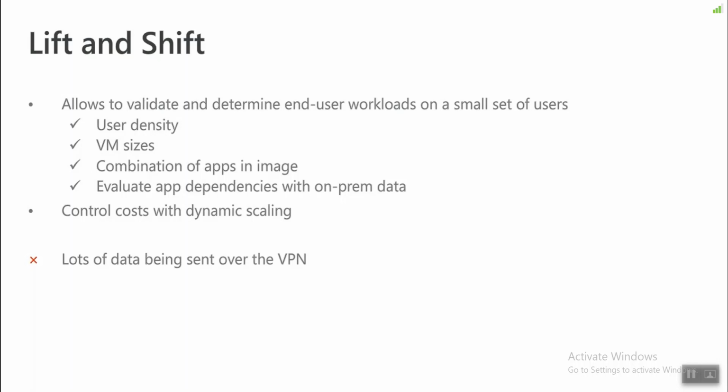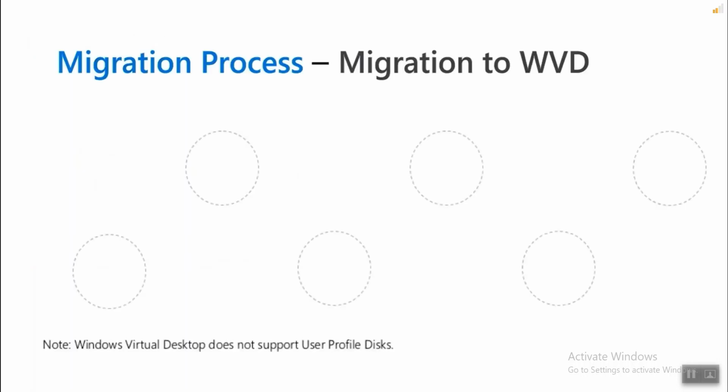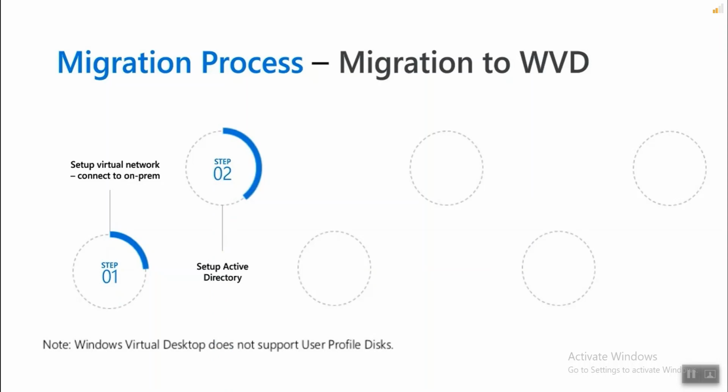So let's take a look now at the second migration path, which is the migration to Windows Virtual Desktop. The high-level steps in this are, again, very similar to your previous RDS to Azure. You need to create a virtual network environment on Azure and then connect it to on-prem if you have any app dependencies to on-prem. The second thing is, remember, VMs in a Windows Virtual Desktop environment need to be Active Directory domain joined. So you either set up an Active Directory in the virtual network, or you should have some kind of domain controller in this Azure Virtual Network.